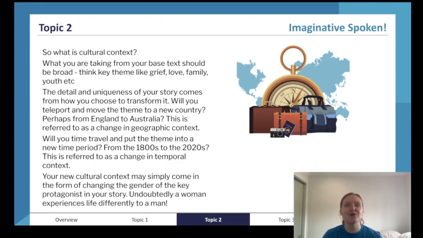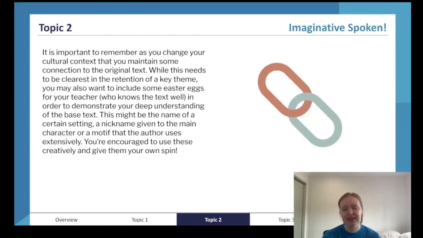So this is how you might go ahead and change the cultural context of your piece. It is really important that even though you are making quite a drastic change in your story, that you're still maintaining a strong connection to the base text. There needs to be a really clear retention of the key theme across the two pieces.